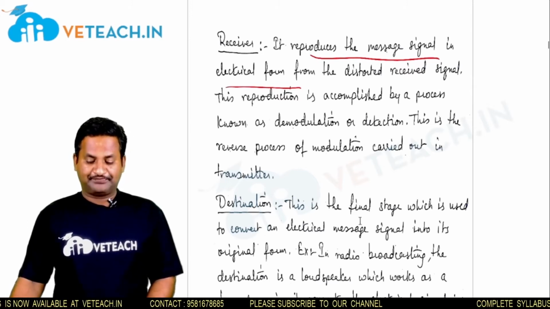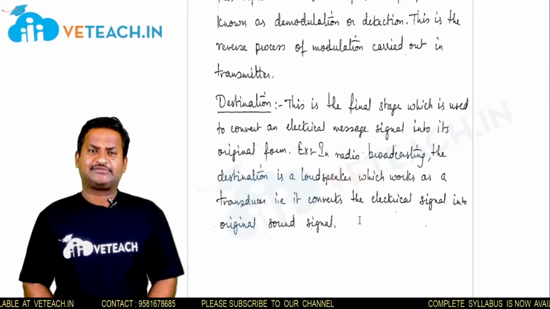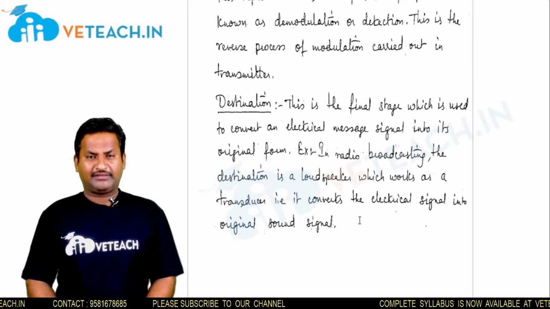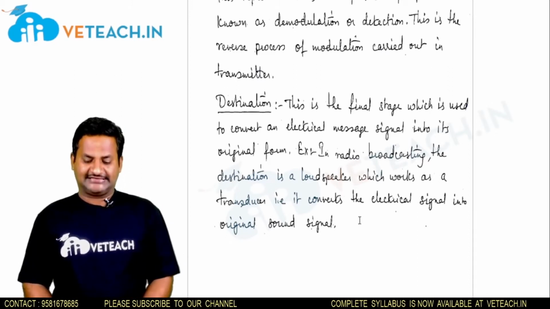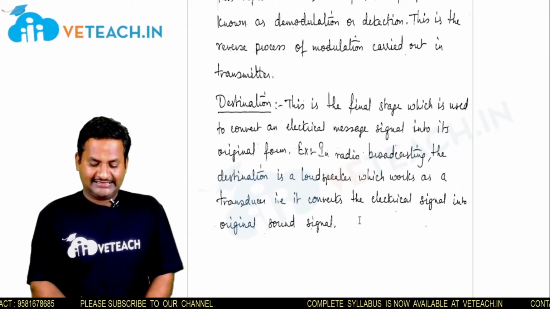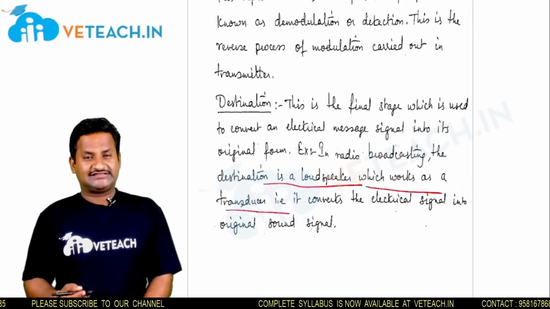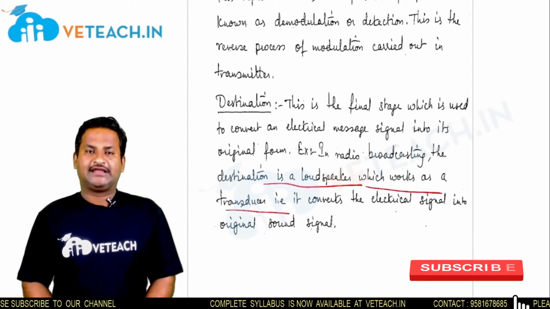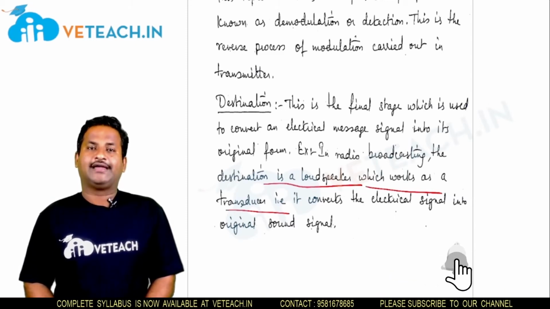Coming to the destination, destination is nothing but the final endpoint. Generally in terms of communication system, destination may be a telephone or speakers, whatever it may be, the endpoint where the original signal is presented. In radio broadcasting, the destination is a loudspeaker, which works as a transducer. Already we discussed input transducer. Here at the destination, it is also a transducer. It can convert electrical energy into acoustic signal.